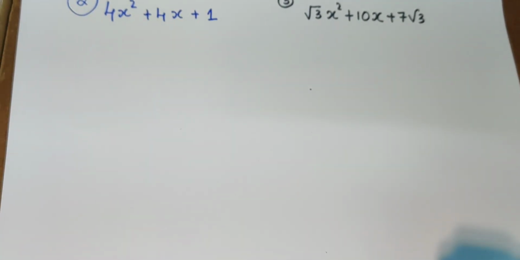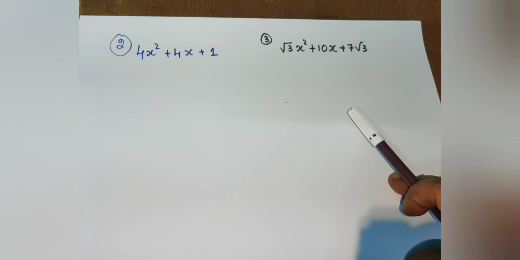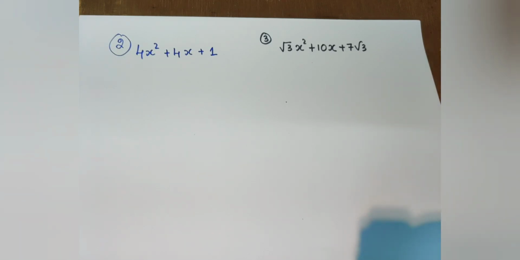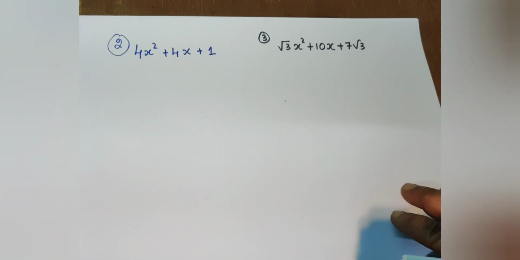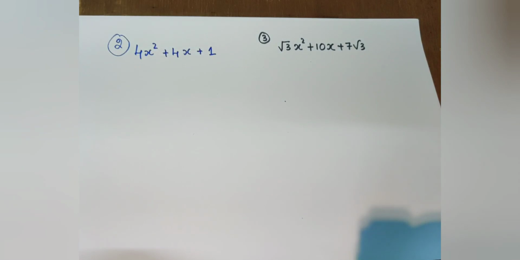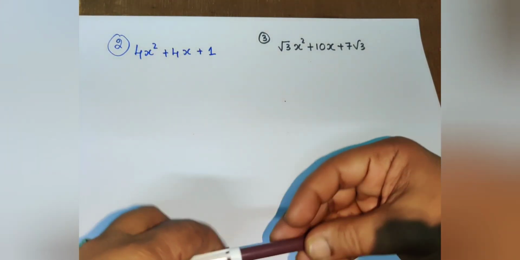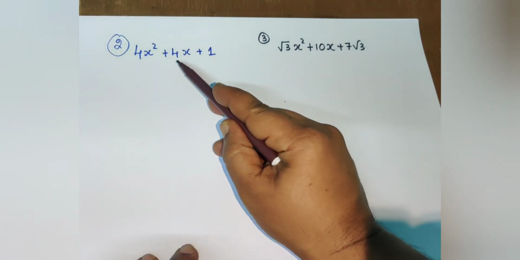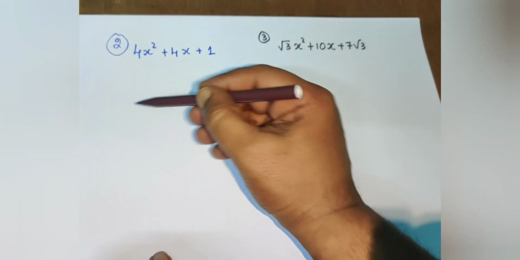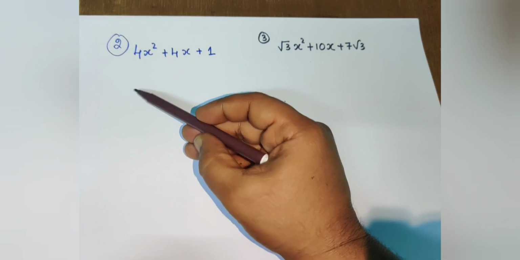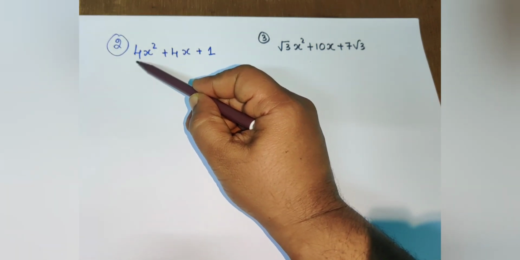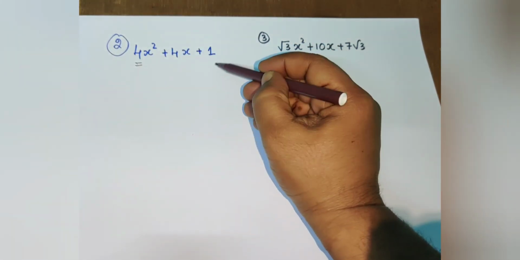Let us start. In this question we are going to find the zeros and verify the relationship between the zeros and the coefficients of the polynomial, like what we did in the last class. We are just continuing with these two questions. First, you can see the first question: 4x square plus 4x plus 1. As we know how to split the middle term, because we have done many questions, we take the coefficient of x square multiplied by the constant.